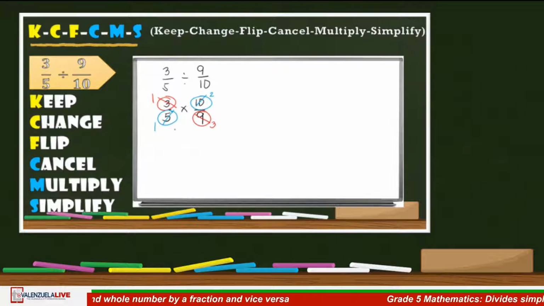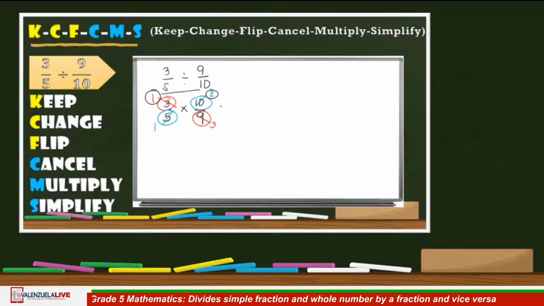Then, we now have 1 over 1, then 2 over 3. Then, let's proceed to multiplication. So, let's multiply 1 multiplied by 2. The answer would be 2. Then, 1 multiplied by 3.